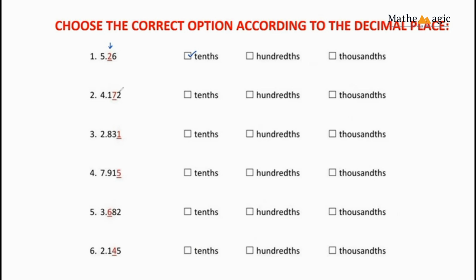Then we have 4.172. It is at the second place after the decimal, so the place will be hundredths. In this one, it is at the third position after the decimal, so it is at the position thousandths. Fourth, 7915, again it is at the third position, so it becomes thousandths. Here, at the first position after the decimal, so it is tenths, and at the second position after the decimal, so it is hundredths. So I hope the place value chart after the decimal is clear for decimal numbers.